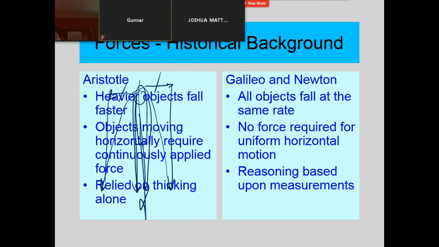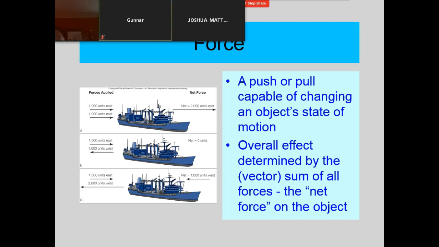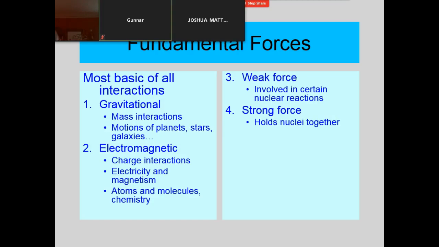And like we said here, when you're dealing with forces, like displacement, like velocity, like acceleration, they are vector quantities. So the net force is not just the sum of forces, it is the vector sum of the forces. Okay.